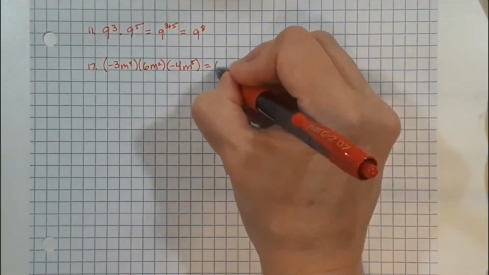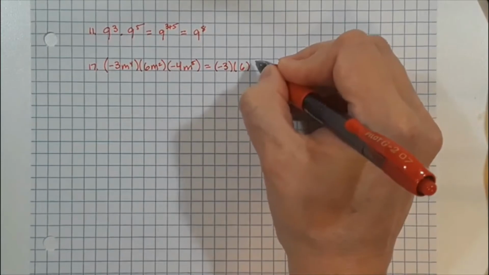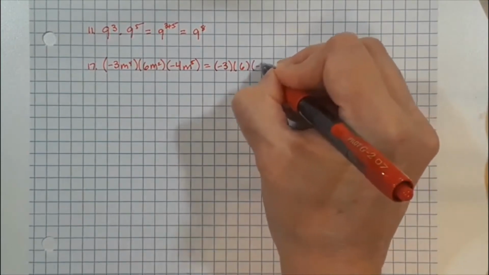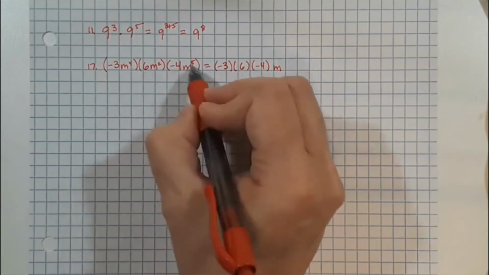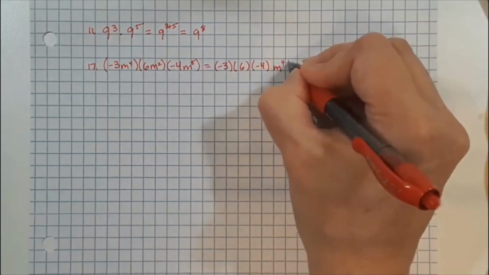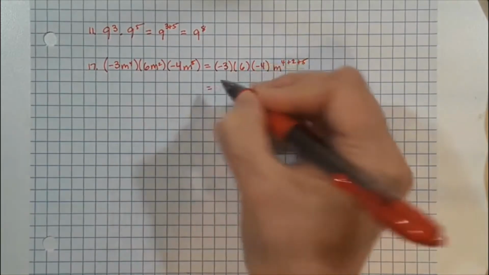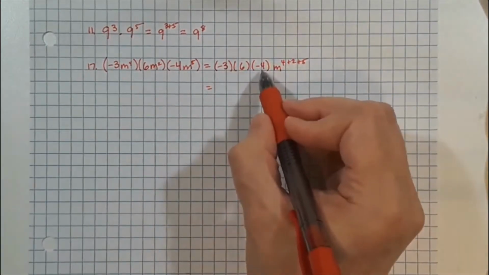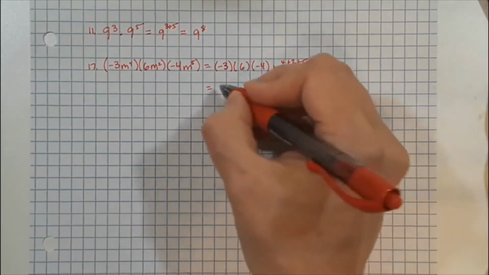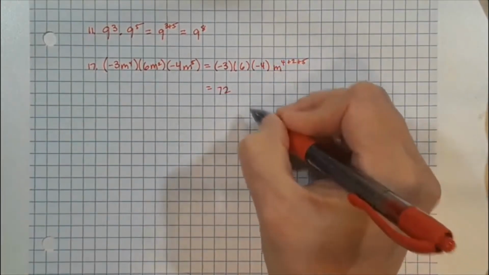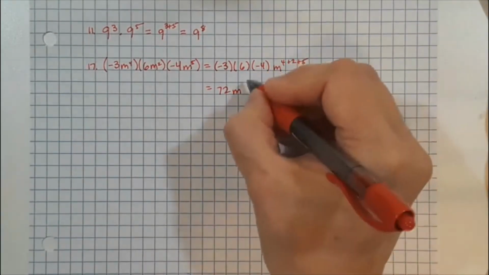So I have negative 3 times a positive 6 times a negative 4. And again, these are all m's, so I can just add the exponents. So that's 4 plus 2 plus 5. Well, negative 3 times a negative 4 would give me a positive 12, and 12 times 6 would be 72. And then 4 plus 2 is 6, plus 5 would be 11.